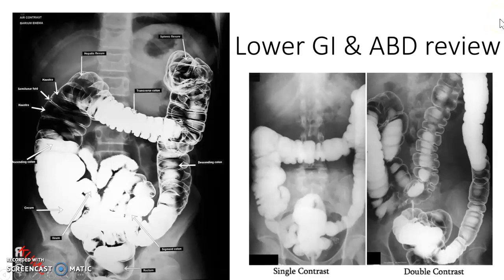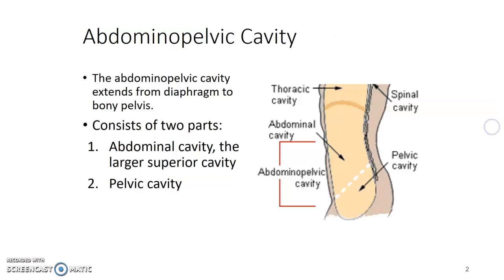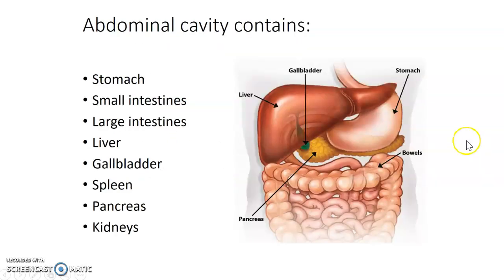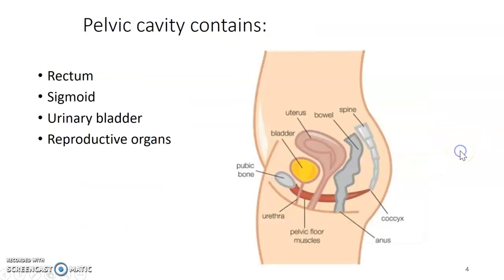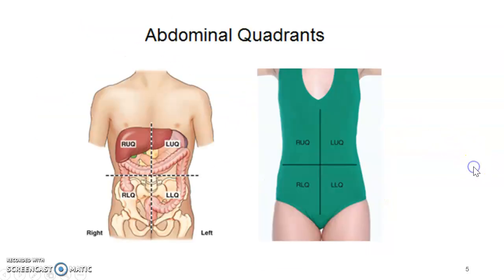Moving on to lower GI and some abdomen review. So make sure you go back through and review your abdomen chapters and upper GI chapters as well, all right? So review your cavities, okay, your abdominal cavity, your pelvic cavity. I want you to review all of this anatomy for me, okay? And pelvic anatomy, what it contains.